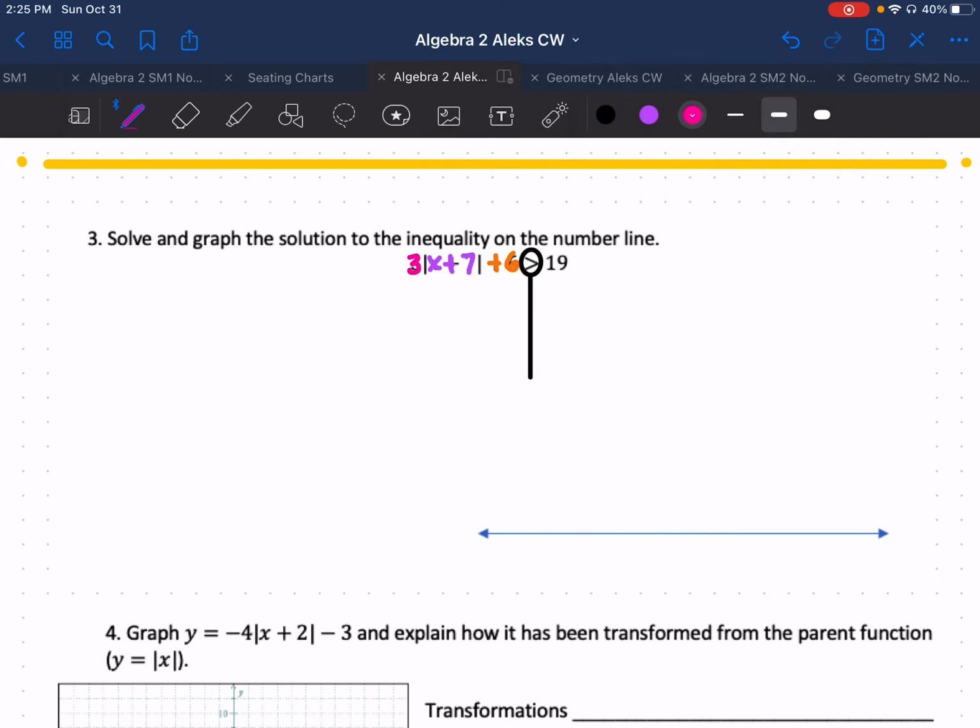Let me go back to my pink. All right, remember you can think of it like this, and you can think of this as an equal sign. That's why the bar is nice to put between them because then you don't have to worry about the sign. I'm going to go ahead and subtract 6.